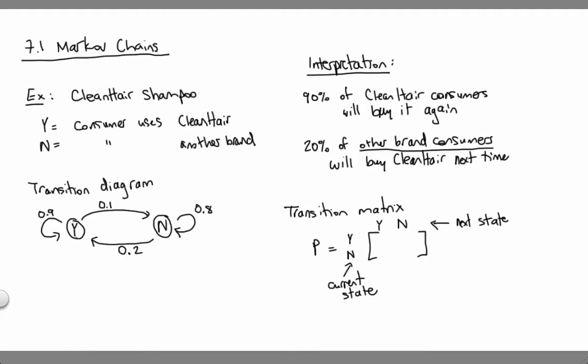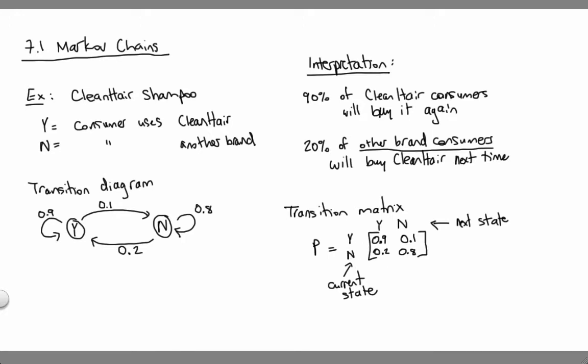Looking at the circle for Y here, 90% probability that they will stay Y, 10% probability that someone is Y right now, but they're going to be N next time. And then similarly, if we put the other numbers in the right places, if they're N now, 0.8 probability that they're going to be N next time. 0.2 is the probability that someone is with another brand right now, but that they will buy clean hair shampoo next time. So that's our transition matrix.